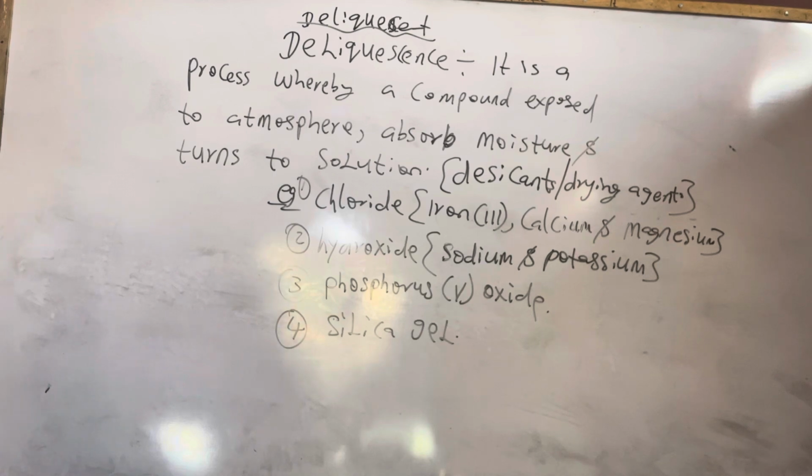Once you see chloride in the options, anything chloride, mostly chloride, you know it's deliquescent. Once you see hydroxide, something like sodium hydroxide or potassium hydroxide, it is deliquescent. Oxide is hygroscopic, but only phosphorus 5 oxide is deliquescent.